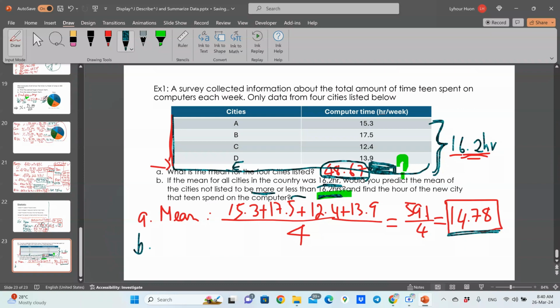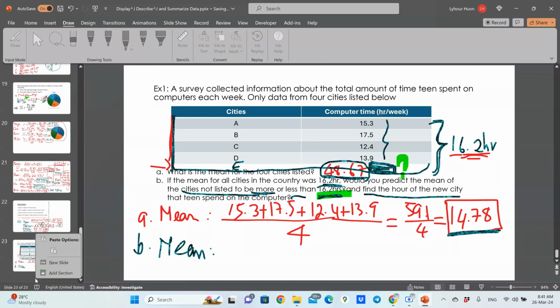For example, if we add a smaller number and then divide, the mean will become smaller. Since 16.2 is greater than 14.78, the city that is not listed has to be more than 16.2. Now find the hour of the new city. To find it, we add the existing cities and the new city.